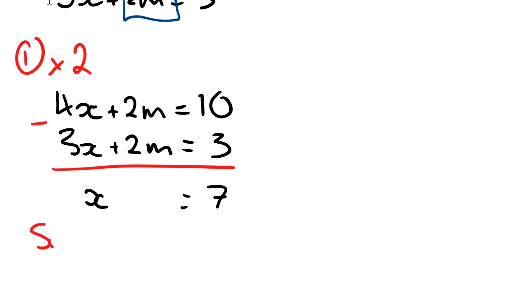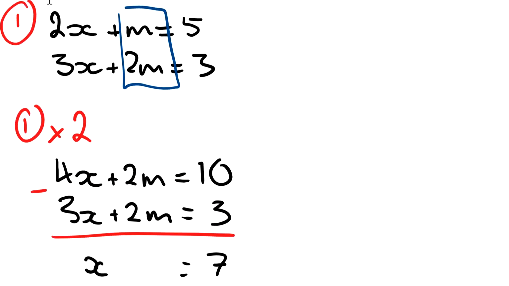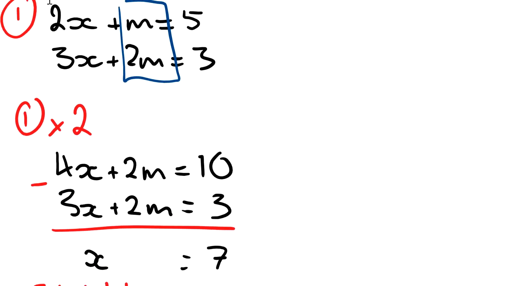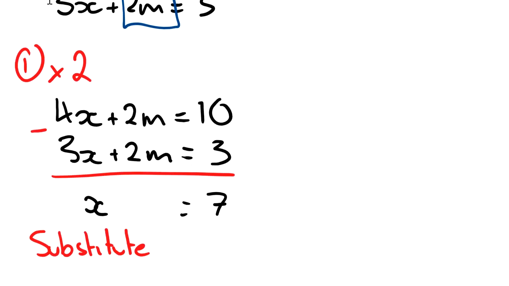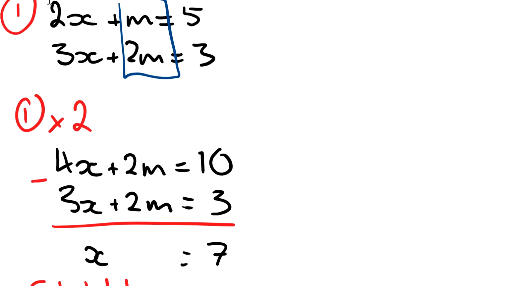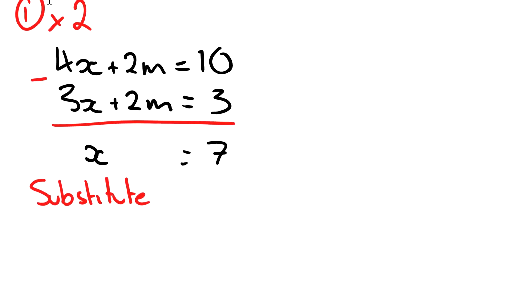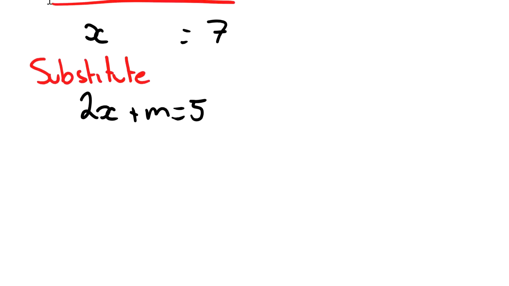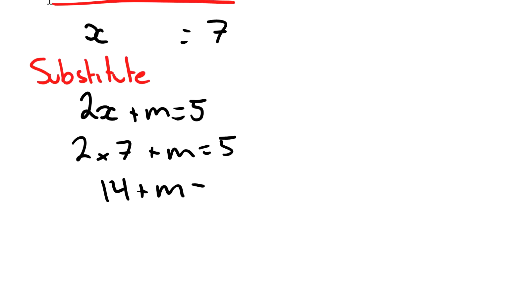So we can go and substitute. Now, it doesn't matter which one: you could substitute it into the original one at the very top, you could pick the new one we formed, or the 3x plus 2m. So I'm going to substitute it into the old one. Now that was 2x plus m equals 5. So what I get is 2 times 7 plus m equals 5. So 14 plus m equals 5.